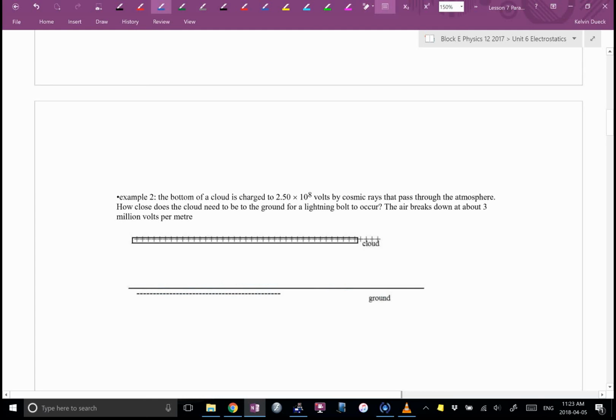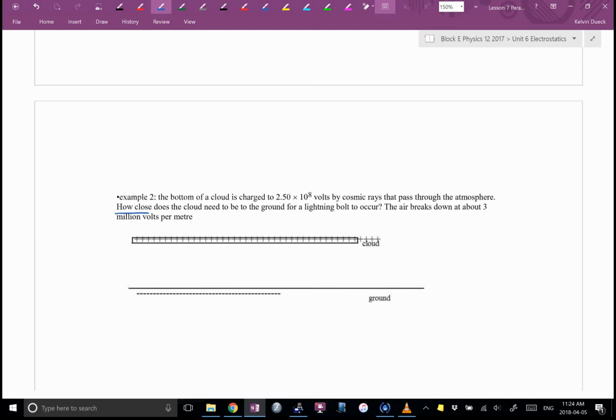So it says this: suppose the bottom of a cloud is charged to a positive voltage of 2.5 times 10 to the 8th volts. Where does that charge come from? We think it comes from cosmic rays coming through the atmosphere. They pass their energy onto the cloud because the energy's got to come from somewhere, and voltage is energy per coulomb. How close does the cloud need to be to the ground in order for lightning to occur? Keep in mind that air ionizes at around 3 million volts per meter. That's a rough value. Humidity changes that number. Temperature changes that number. But 3 million is a good average.